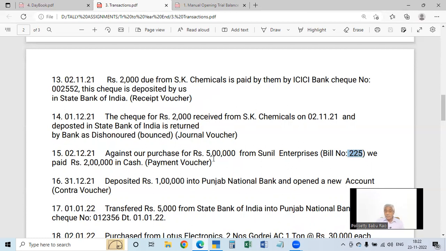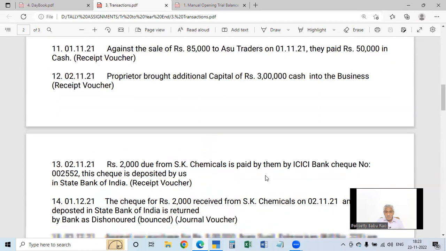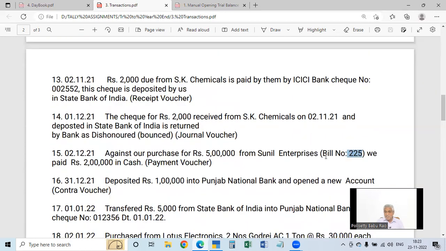If you have not activated maintain bill, enable bill-wise entry in the F11 features and, in the party accounts, maintain balance bill by bill. Otherwise we cannot make this, and we cannot see the pending bills and all these things.